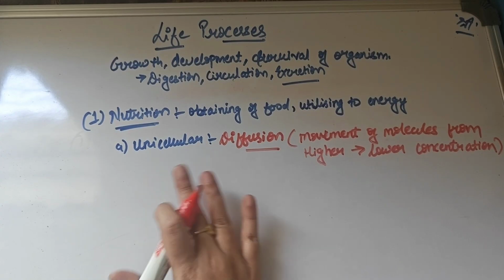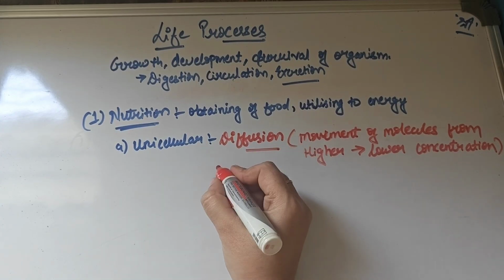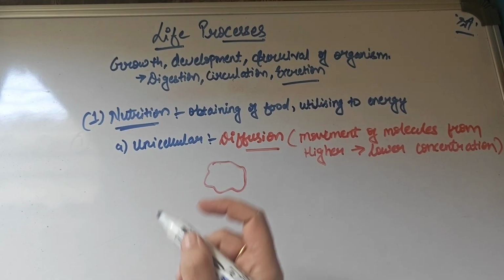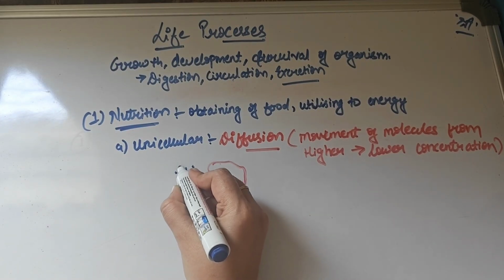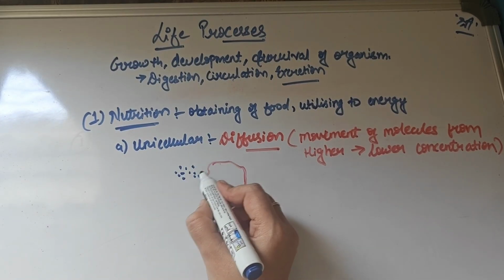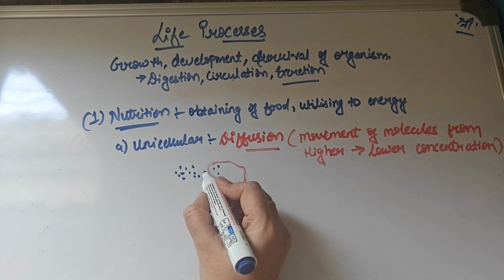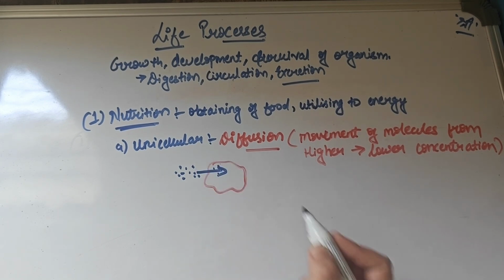So this is how these unicellular organisms are going to obtain their nutrition. If I roughly draw the structure of an amoeba and consider these blue dots as your food items, where the food items are more in number, they are higher towards the outer side, and on the inner side they are lesser. So how are they going to move? The food particles will move from the higher concentration, outside, to the inside. That is what will happen when we are talking about food molecules.